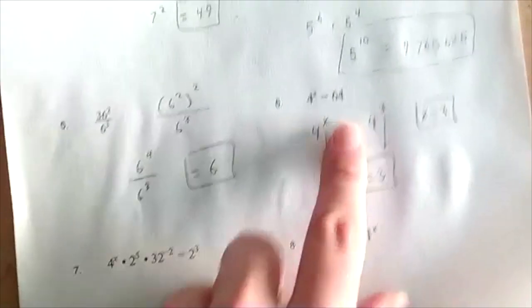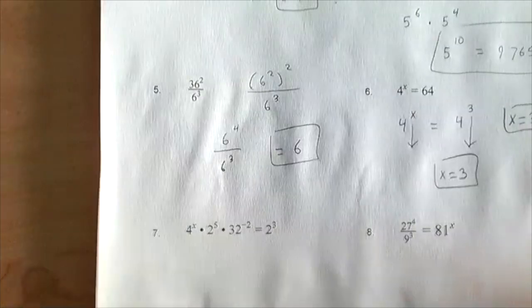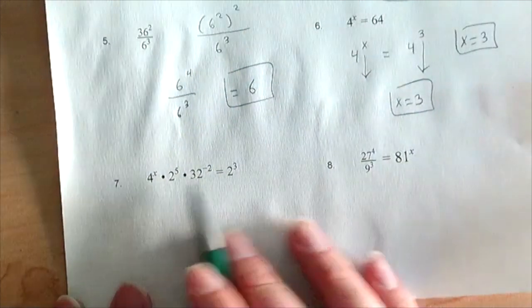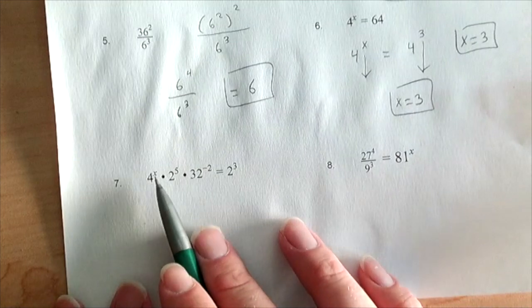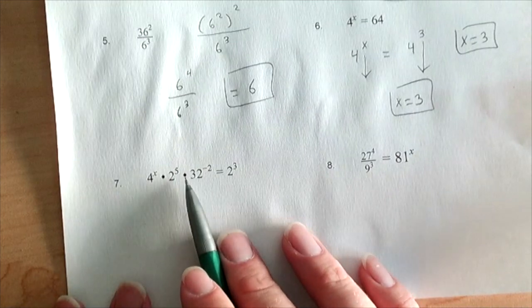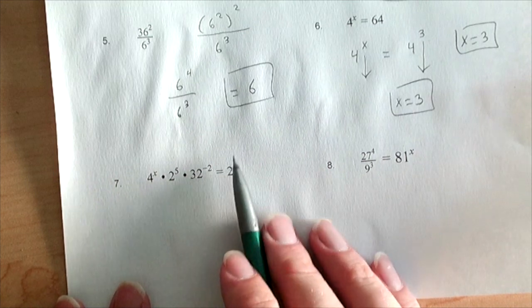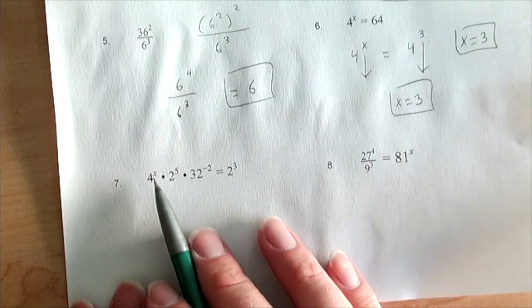So that's the start. And let's already challenge it a bit and get a tougher question with number 7. I think this one will be good to help us understand the concept. It looks awful, right? This is not a pleasant thing to look at. We have 4 to the x times 2 to the 5 times 32 to the negative 2 is equal to 2 to the third. And we want to solve this, okay? Our goal is to solve for x.